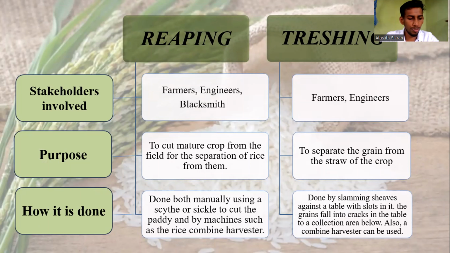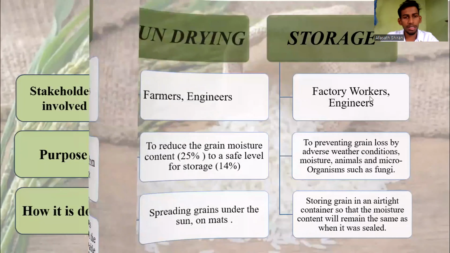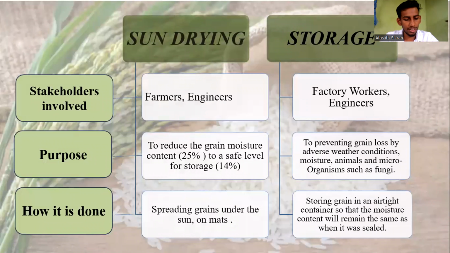It's done with farmers, engineers, and carpenters. The purpose is to separate the grain from the straw of the crop. And it's done by slamming sheaves against a table. Also, a combine harvester can be used in this process. The third step is sun drying. The farmers and engineers are involved in this process.